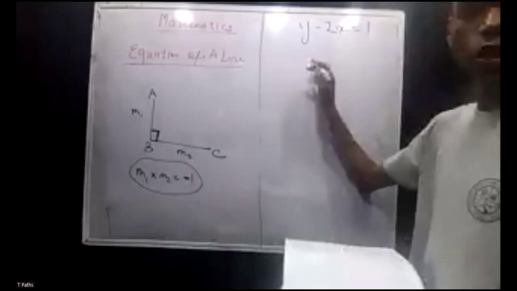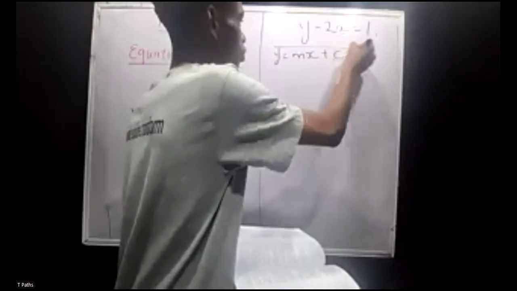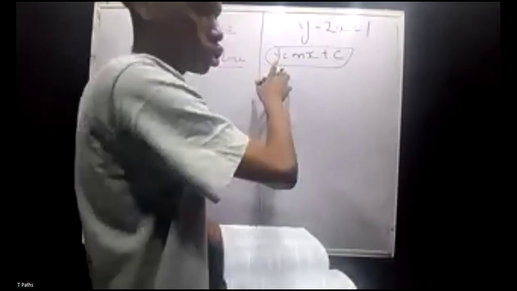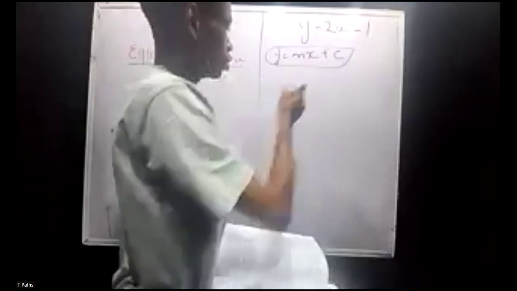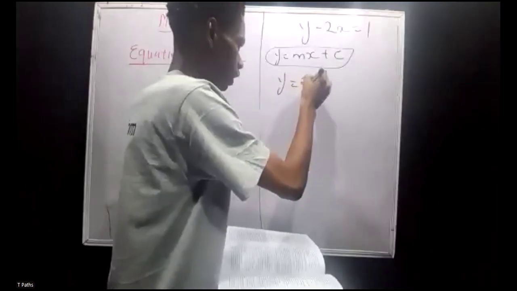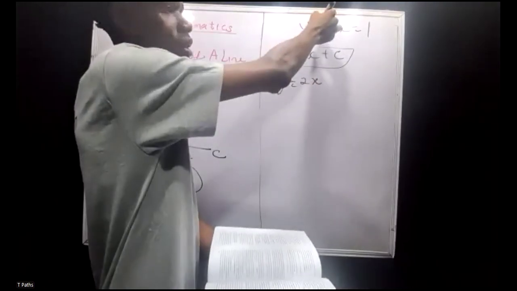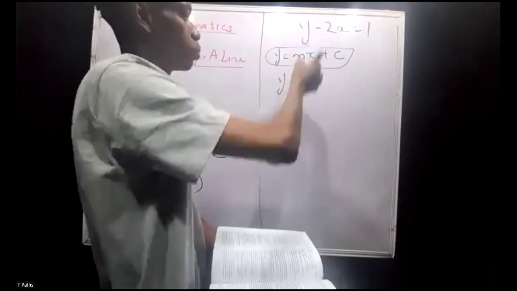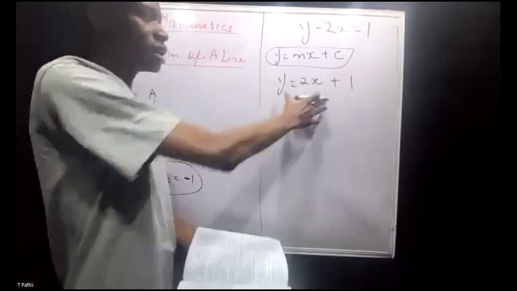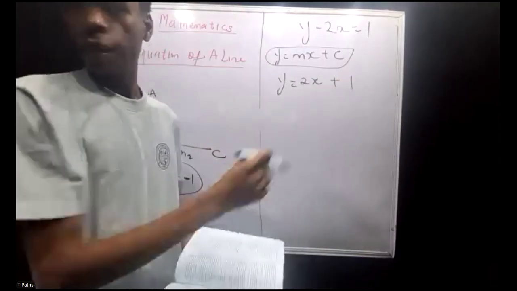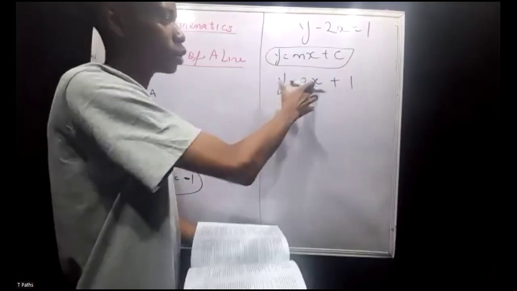Now what I'm going to do is make it be in slope-intercept form. I'll have to rewrite this equation in the slope-intercept form of the equation of a line. So how do I do that? I'm going to bring this 2x to this side. So I'll have y is equal to 2x, because the sign changes from negative to positive. So y is equal to 2x plus 1. Now I have this in the slope-intercept form, y equals 2x plus 1.